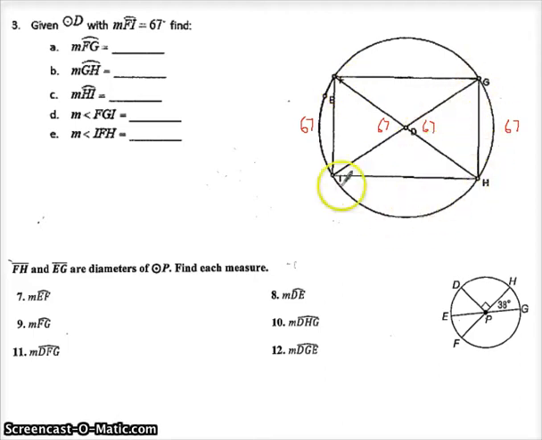This has to be the rest of the semicircle here. So this is 113. This is also 113. I mean, you could mark those angles in here too. It's the same reason. Angles on a line are supplementary. Arcs on the semicircle are supplementary.